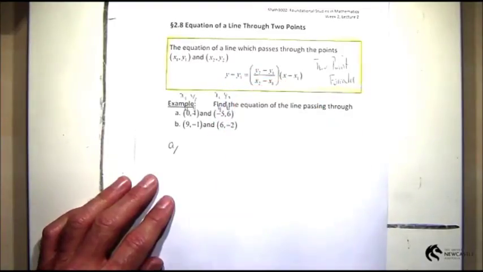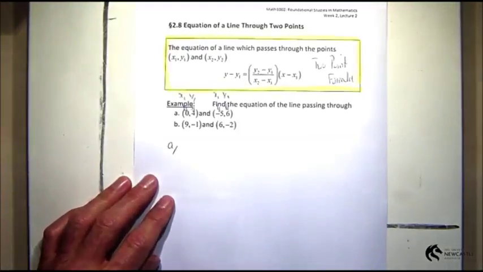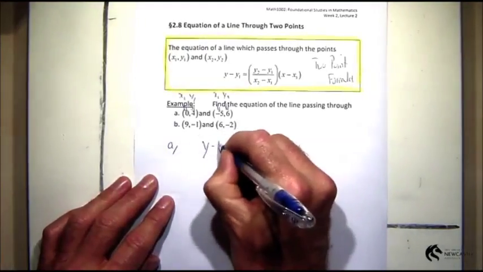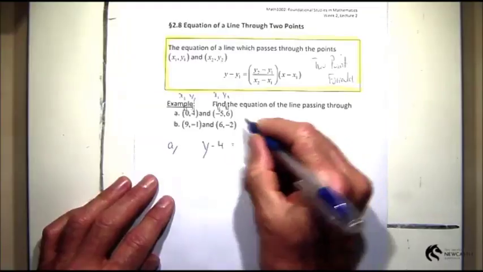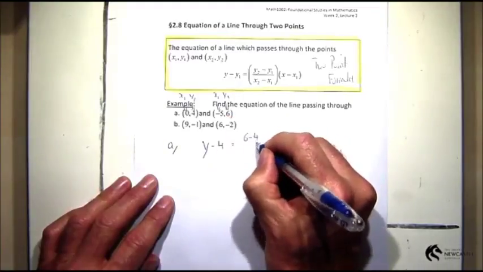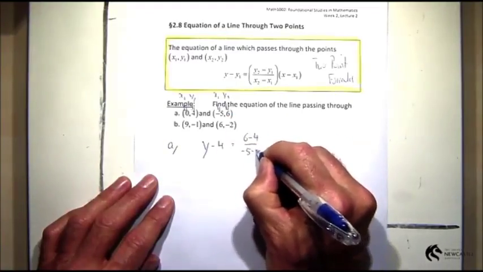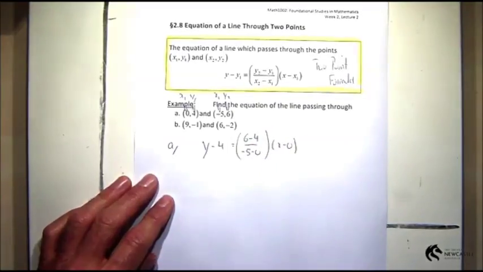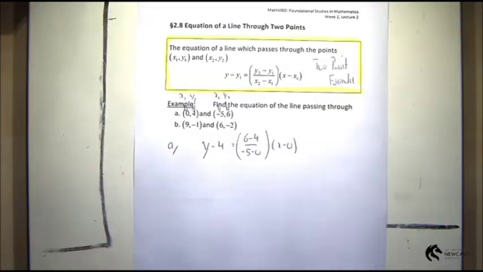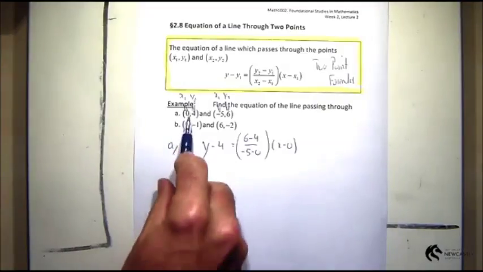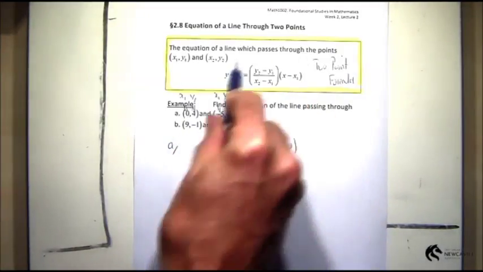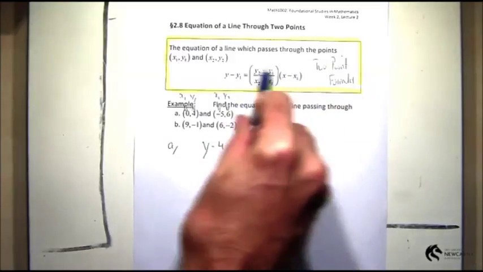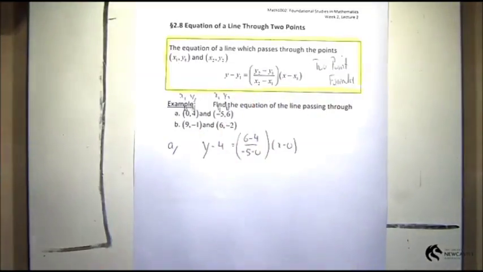And so I'm going to say y minus 4 is equal to 6 minus 4 on minus 5 minus 0 times x minus 0. So I've just identified my x1, y1, x2, y2 and put them straight into the formula. Just substitute it in. And so now it's just a matter of, can I do the arithmetic?